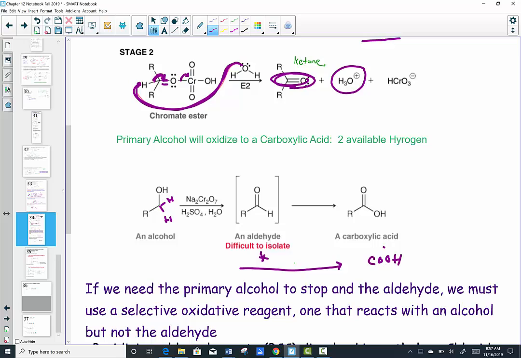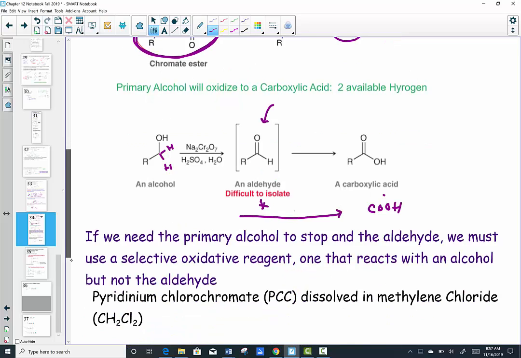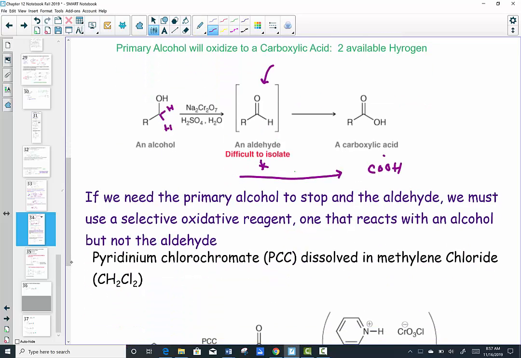We cannot use a chromium compound if our goal is to stop at the aldehyde. We can't stop it there. It's impossible to control that way. So what do we do if we want to isolate the aldehyde and not go all the way to the carboxylic acid? So that's why I'd like to introduce 2 more reagents that can accomplish that. It can actually stop the process here at the aldehyde.